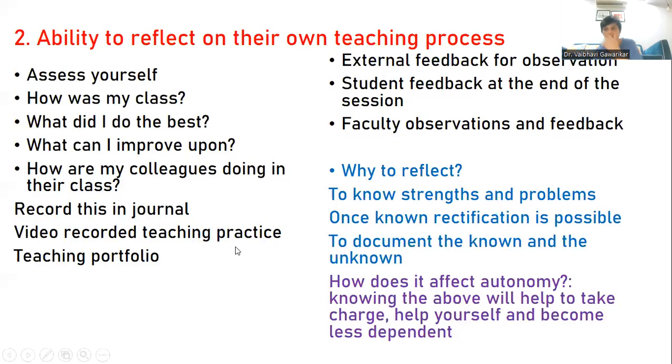Now, we are going to discuss the second characteristic today, which is the ability to reflect on their own teaching process. So we are saying that the teacher will be considered autonomous if she is able to reflect on her teaching learning process, right? If she's not able to reflect, then she's not considered to be an autonomous teacher.